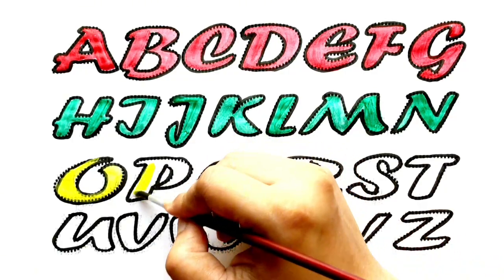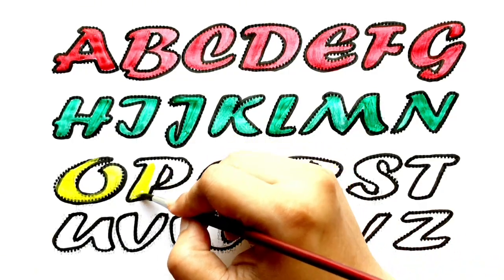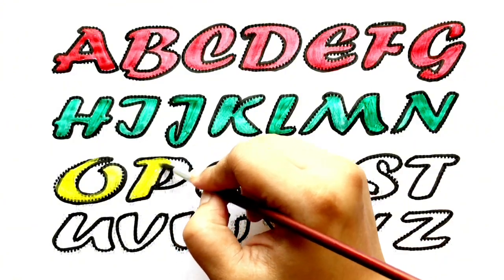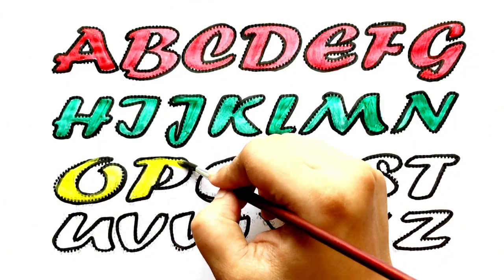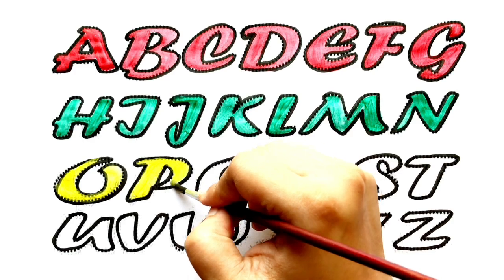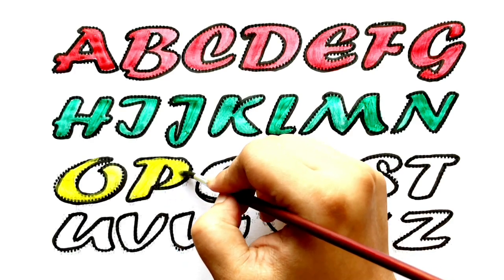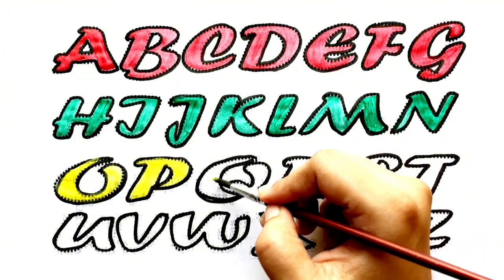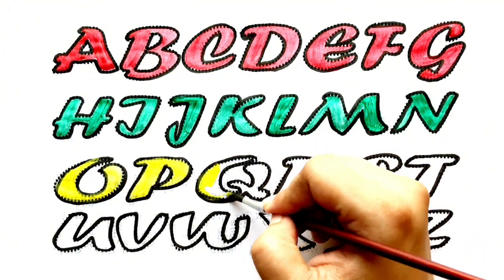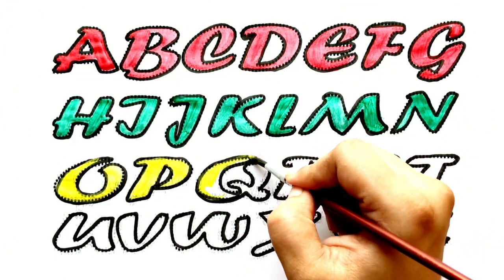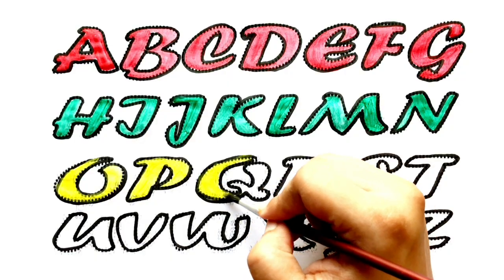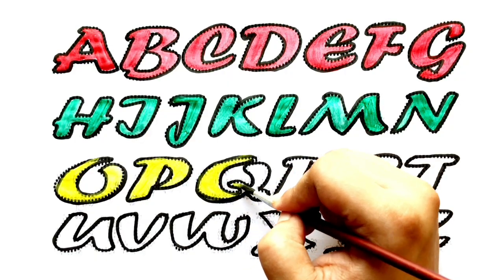P for pig. C, D, E, F, G, H, I, J, K, L, M, N, O, P, Q, R, S, T, U, V, W, X, Y, and Z. Q for coin. I know my ABCs. Next time, won't you sing with me?